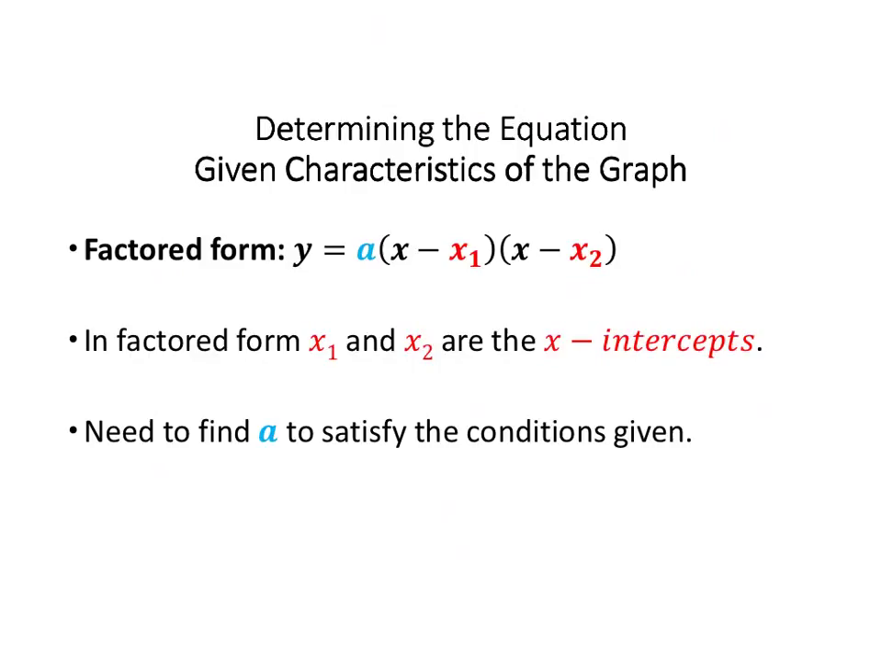So now what we're going to look at is how we can find the equation given some characteristics of the graph. And if we note here, we've got the factored form, where it's y = a(x - x1)(x - x2). Now this is in factored form. x1 and x2 are the x-intercepts, and we just saw that on the last slide. And we need to figure out a in order to satisfy the conditions that are given for our particular equation. So let's have a look at an example right now.